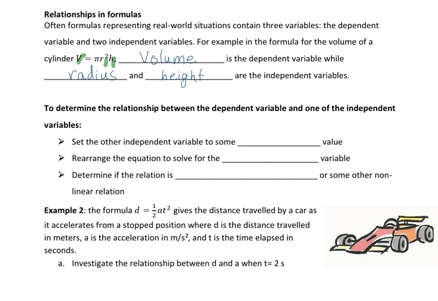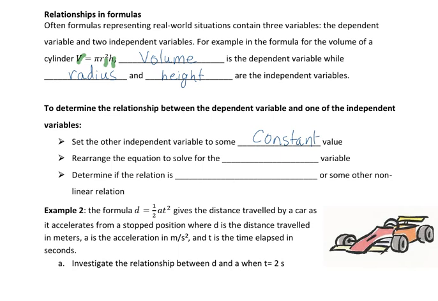So let's say I want to know what the relation is between the volume and the height. What I would do is set the radius to be a certain value. Okay? So let's say I want a cylinder with a radius of 2 centimeters. So I set my radius to 2 centimeters, and this way I will know the relationship between the volume and the height. Because at this point, if I set the radius to be 2, the only variables I have are the volume and the height, right?